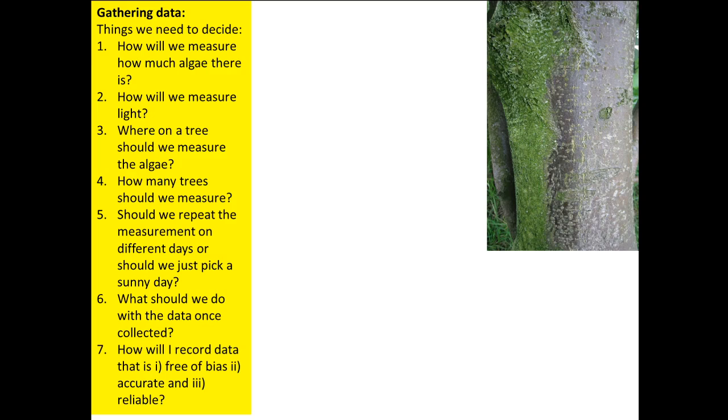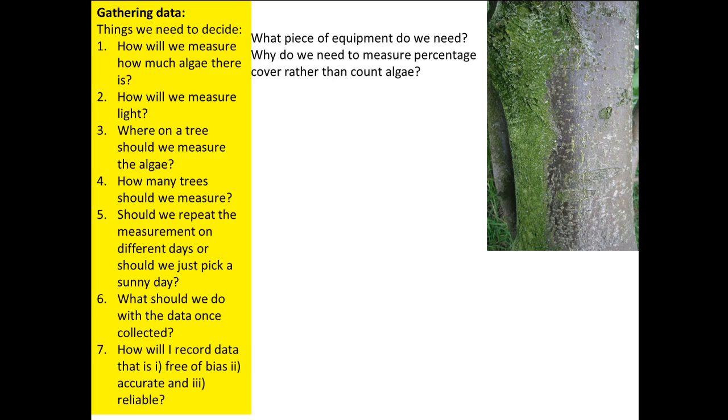How will we measure how much algae there is? This is the hard bit. I haven't got a machine I can just turn on and it tells me, so I need to use a piece of equipment. Do you know what piece of equipment we use? Because I've got an entire tree, I need to designate a small area. So we use something called a quadrat, a frame of known area, not a quadrant. Quad for rat, R-A-T. Quadrat, one word.